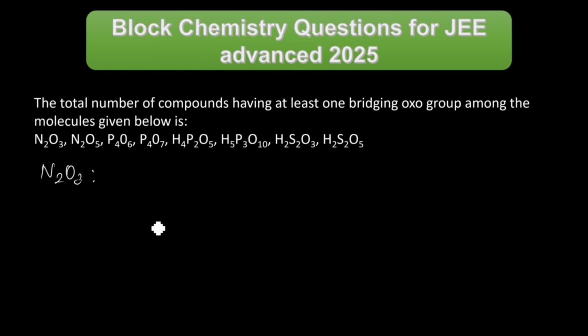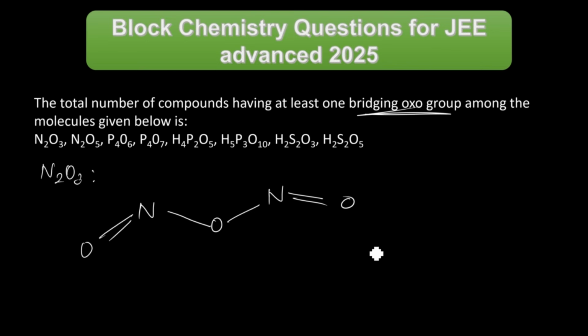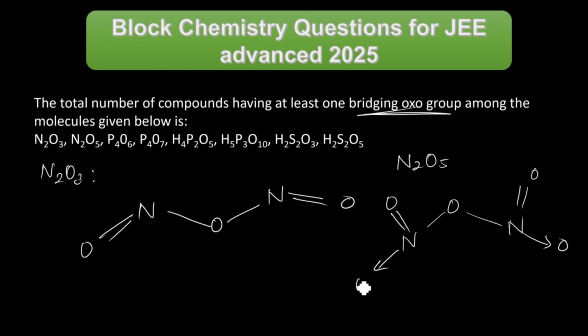N2O3. NO2 we know. So N2O3, just that oxygen is acting as a bridge. So here that is having one bridging oxygen. Then let's move on to N2O5. N2O5, once again, that is also having an oxygen as a bridging element. This is N2O5. Then P4O6.